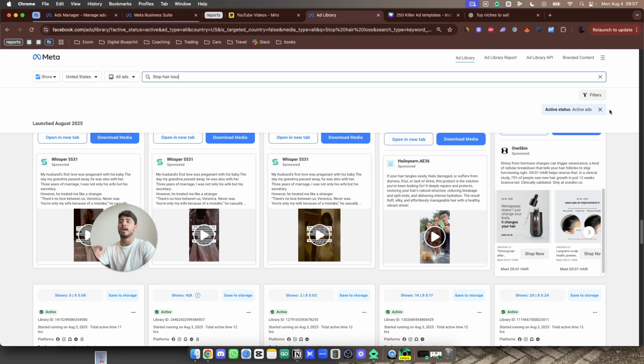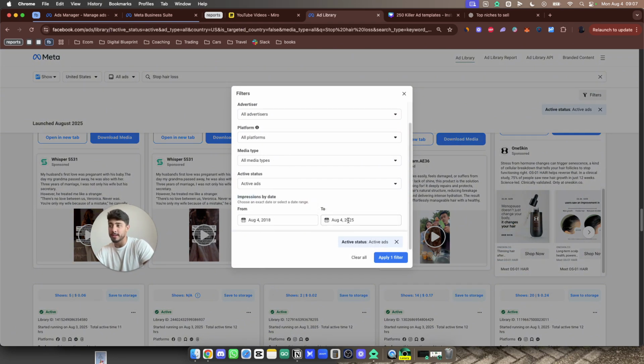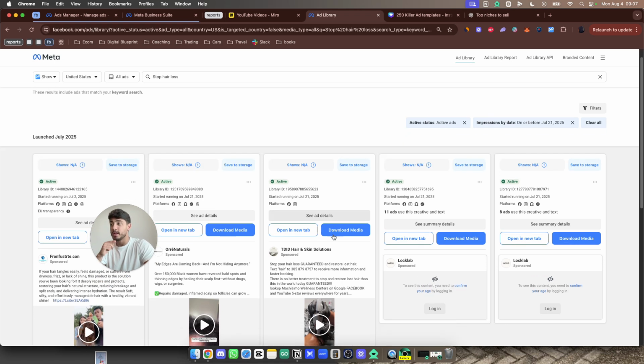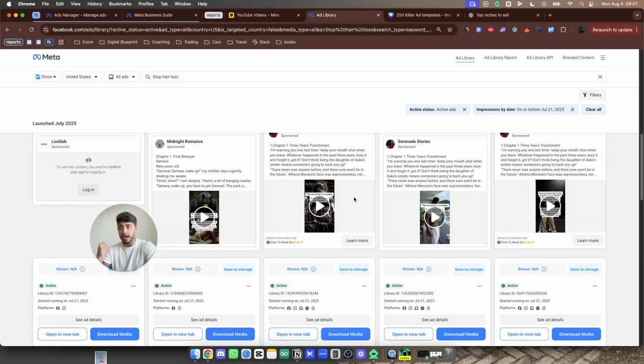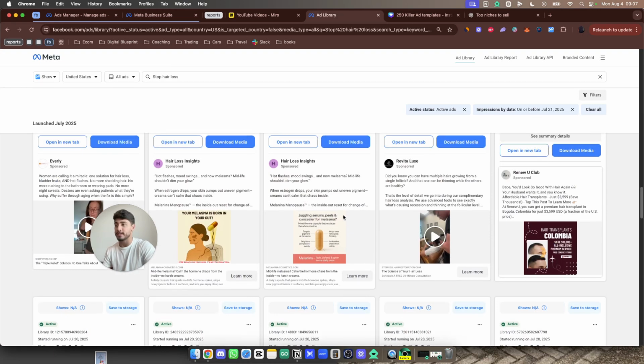What you want to do is come over here to the filters, go down here, and filter by date. You want to filter that at least by 1 to 2 weeks. The reason why we do this is, I have filtered on July 21st, it's August 4th. These ads, what you're seeing here, are all active since July 21st.